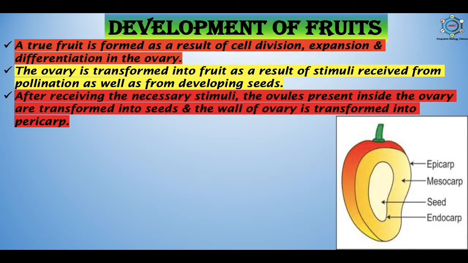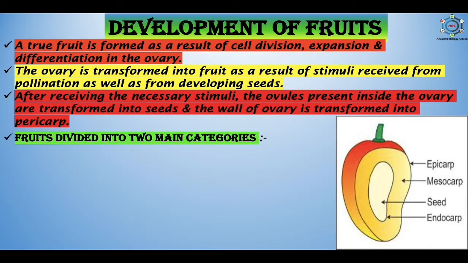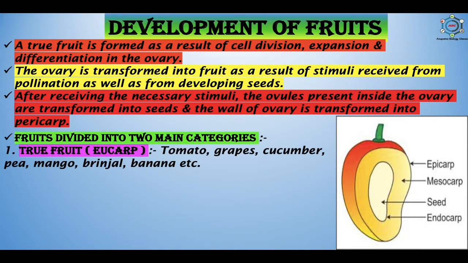After receiving the necessary stimuli, the ovules present inside the ovary are transformed into seeds and the wall of ovary is transformed into pericarp. Now, the fruits are divided into two main categories, in which the first one is true fruit, that is eucarp. And you know that the true fruit is derived from the ovary of a flower, not associated with any non-carpellary part. Examples are tomato, grapes, cucumber, pea, mango, brinjal, banana, etc.